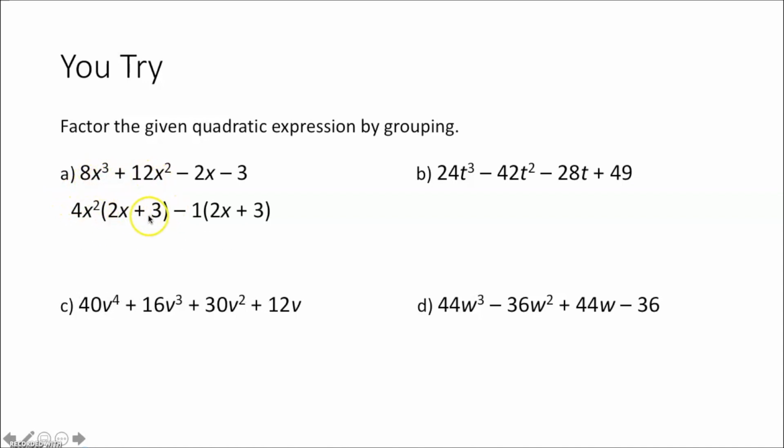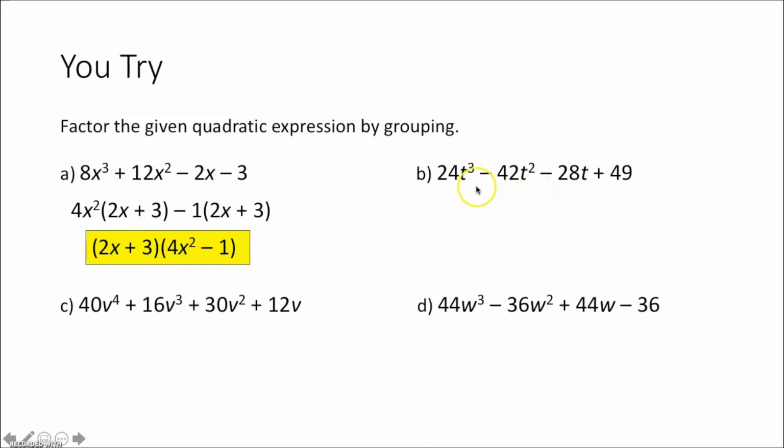Over here, there's nothing really you can take out from each of these terms besides a -1. And when you do that, you end up getting 2x plus 3 in our parentheses, which is the exact same as what's over here. Perfect, we're doing it right. That means we could take that common binomial expression, factor that out front, and then in the second set of parentheses, we put our GCFs, which in this case are 4x squared minus 1.